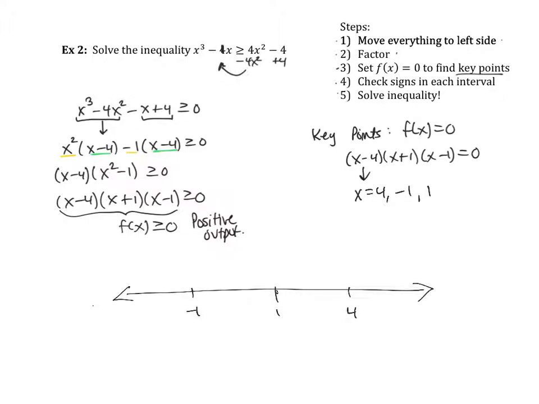So now I'm going to test some points. These are when it's actually equal to 0 here. So there's my x-intercepts. But I want to test some points to see the sign in each of those other intervals. So I'm going to test points that are not those particular ones. I'm just going to choose nice and easy numbers, maybe 5.